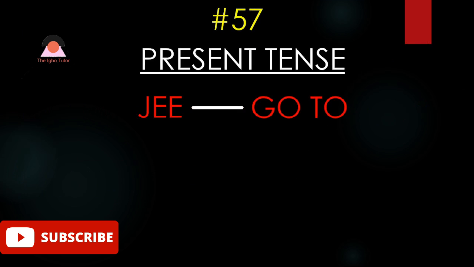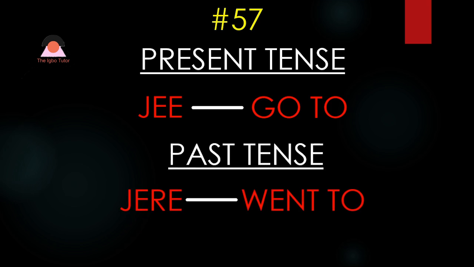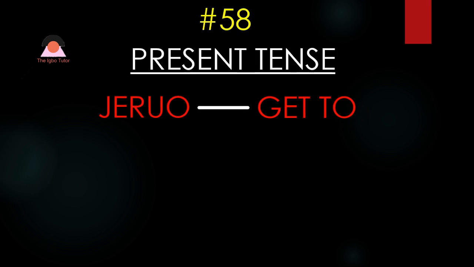And the word is J, which means go to or go. J. What is the past tense of J? J is the same thing as ga, whichever you choose to use. The past tense is jere. Jere. If you use ga here, it becomes gara. Okay? That is went to or went.